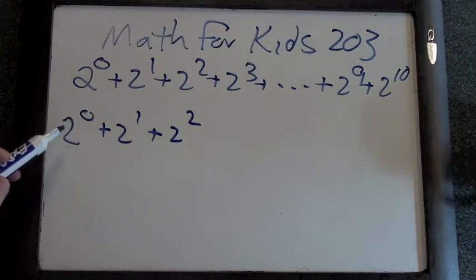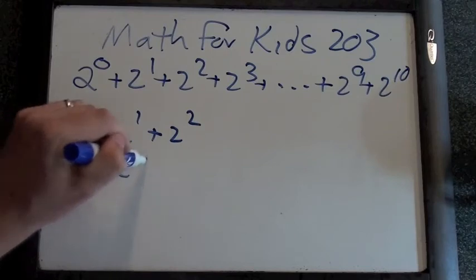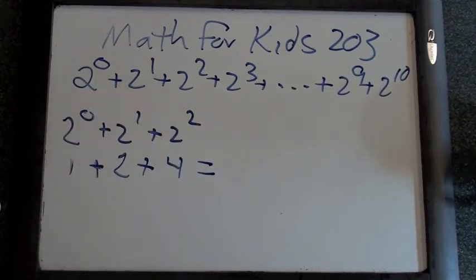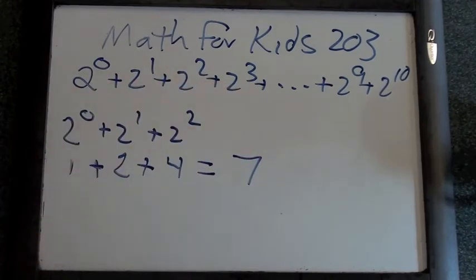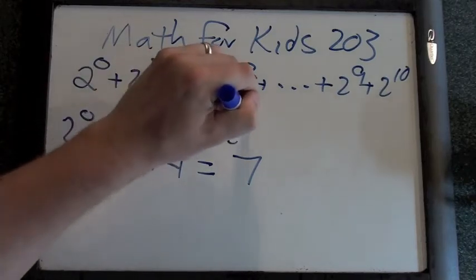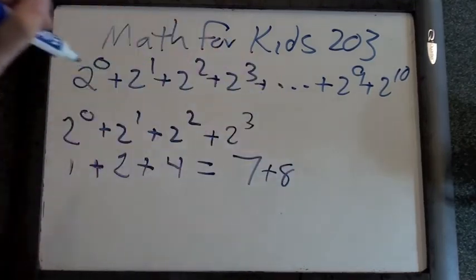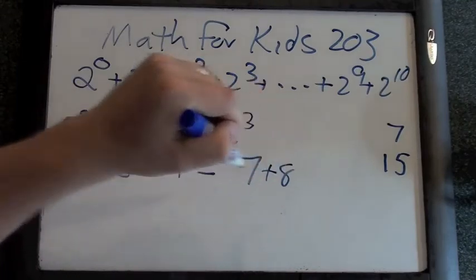What is this? What's 2 to the 0? It's 1. 1 plus 2, 2 plus 4. And what does this equal? 1 plus 2 plus 4 is 7. Okay, so 7. All right, what's a problem that's a little more complicated than this, but still simpler than the one from before? 2 to the 0 plus 2 to the 1 plus 2 squared plus 2 cubed. If I add 2 cubed, I'm adding 8, right? Yeah, so it's 15. Okay, so so far I have 7, 15.